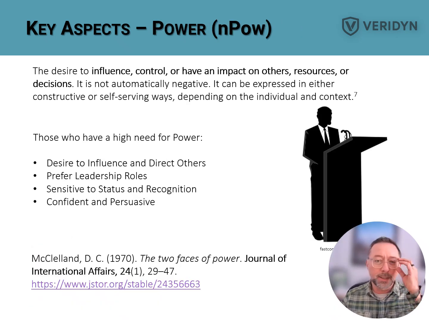And so again, the last one then is power. And power, this is the desire to influence or control, have an impact on others. It's not automatically negative. And I think this is one of the most interesting parts of the theory of needs, or the acquired needs theory here, because it can be good and bad. All of them can be good or bad, but especially power, right?